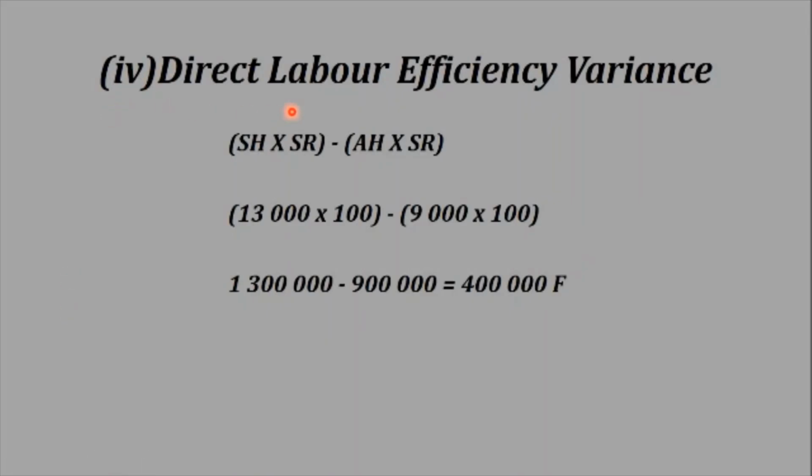For direct labor efficiency variance, the formula is standard hours multiplied by standard rate minus actual hours multiplied by standard rate. And again, this time they are not equal. That's 13,000 to 9,000. So the standard is greater than the actual, so you get a favorable again. And 400,000 favorable.